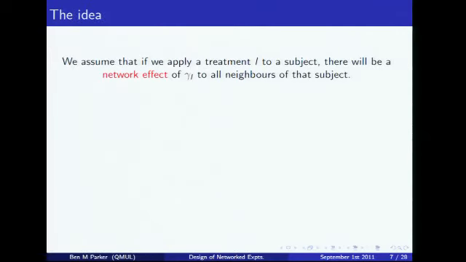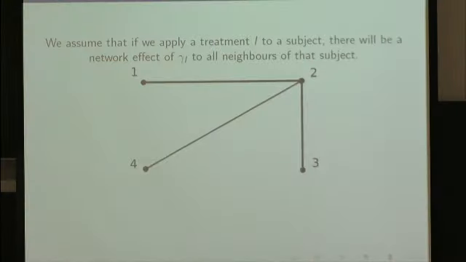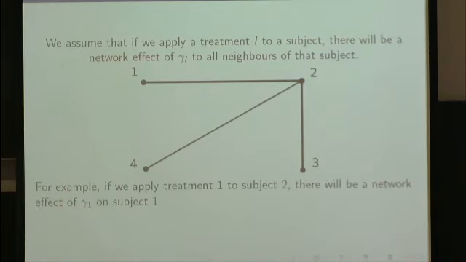So my idea is that if we apply a treatment L to a subject, there's going to be a network effect of gamma_L to all neighbours of that subject. So, for example, if I apply treatment A to subject 1, you'll get an effect of gamma_A on subject 2, as well as whatever treatment 2 has. So treatments will propagate down any link just once. They're not going to go down to second neighbours, but for this model, they're just going to go down the links to the neighbours and have an effect of gamma of the treatment. Those effects are equally strong.